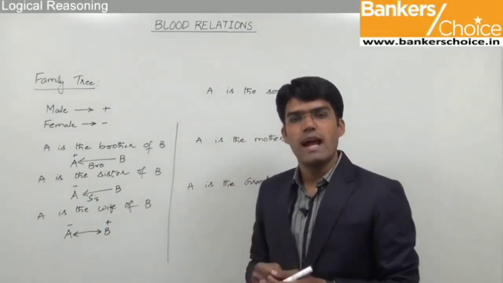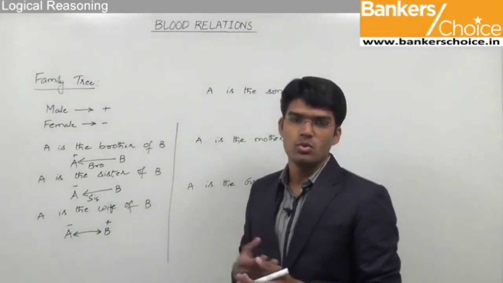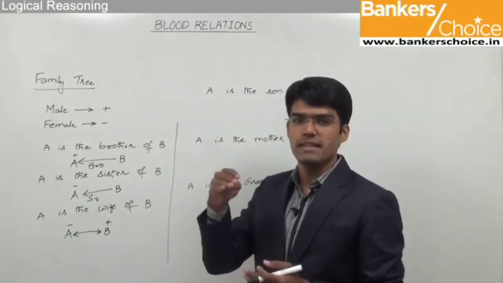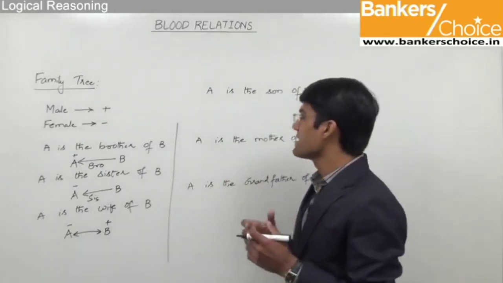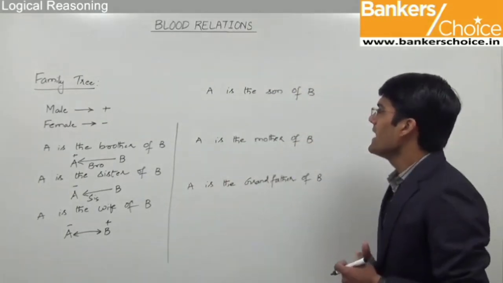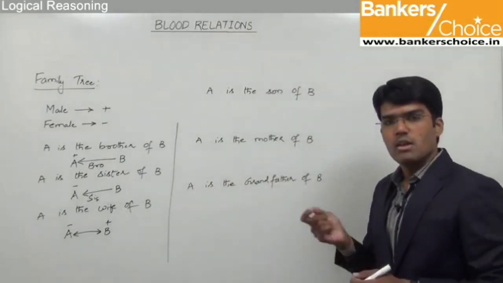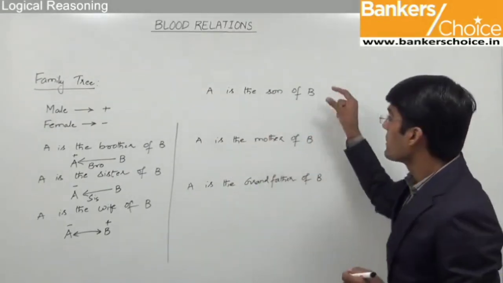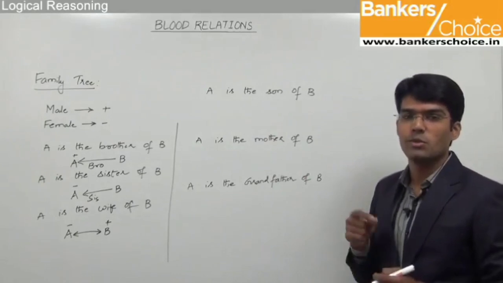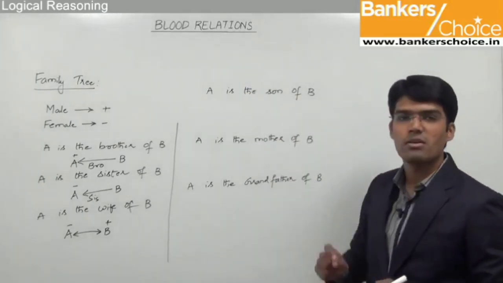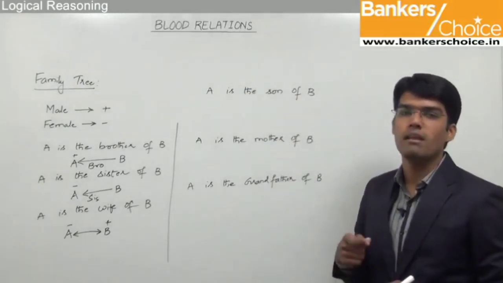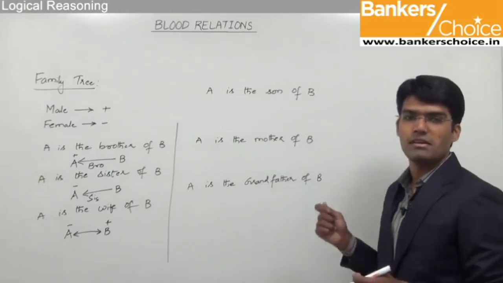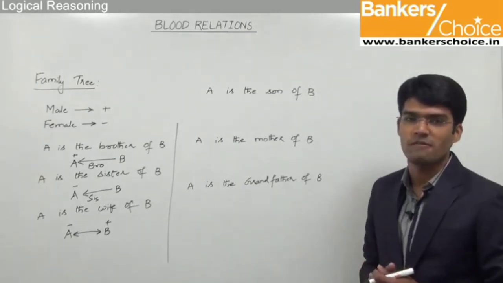But once we get to know that there is a generation gap between the two given persons, we try to represent them on different levels. Let us understand that. For example, A is the son of B. Here very clearly we know that A is a male person as he is the son. But the gender of B is not known. We can only say that B is the parent of A. But is B a male parent or a female parent is not clear. So we cannot talk about the gender of B.